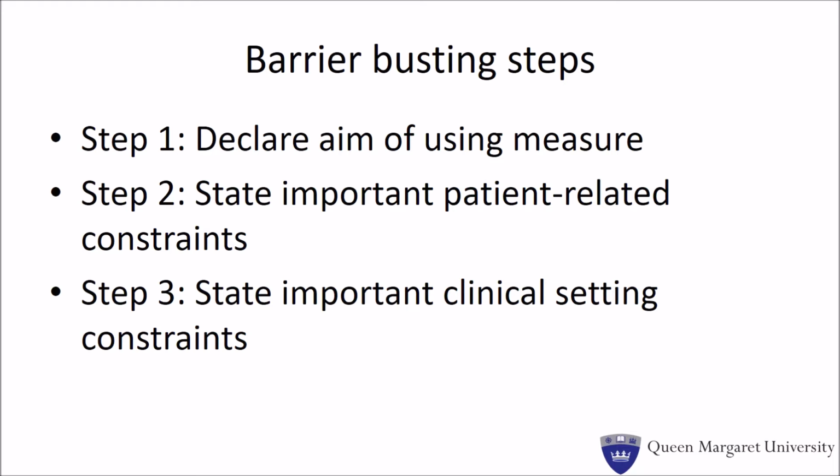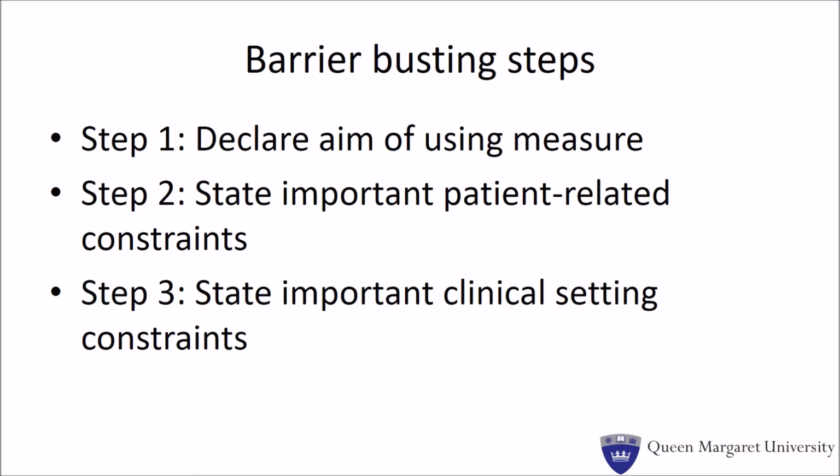By having a very explicit description of the aim of why you're using it, in terms of the patient population as well as what type of outcome measure you are after, this will help you be more focused in the choice of what you're trying to implement. Step 2. Always state important patient-related constraints. If there's any barrier relating to the patient, always say it out so that you can actually plan ahead and then implement steps to overcome these.